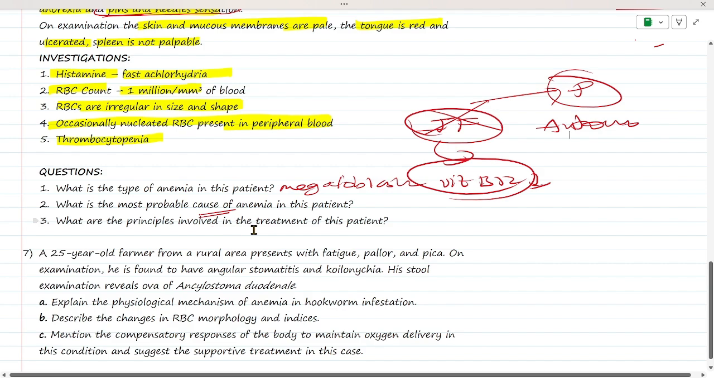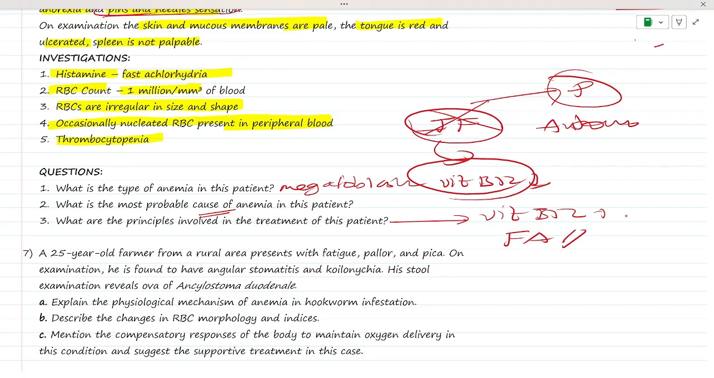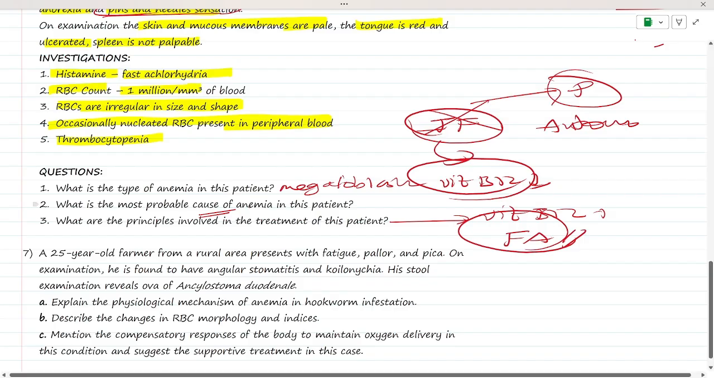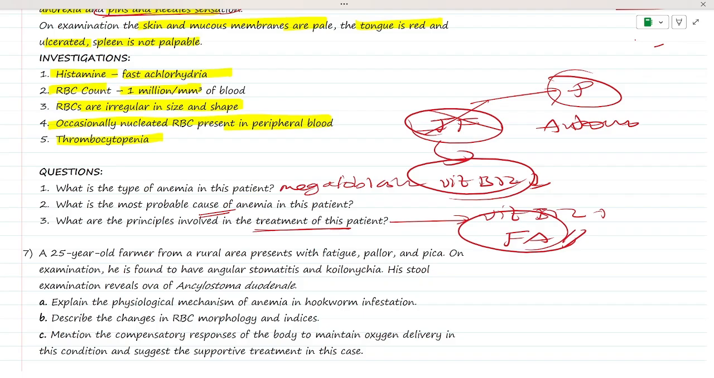What are the principles involved in the treatment of this patient? First is the vitamin B12 intramuscular injections along with the folic acid supplementation. So vitamin B12 is not given alone for an anemic patient. Along with vitamin B12, folic acid is also prescribed. Okay, so these are the principles of treatment: the replacement therapy of vitamin B12 along with folic acid supplementation.